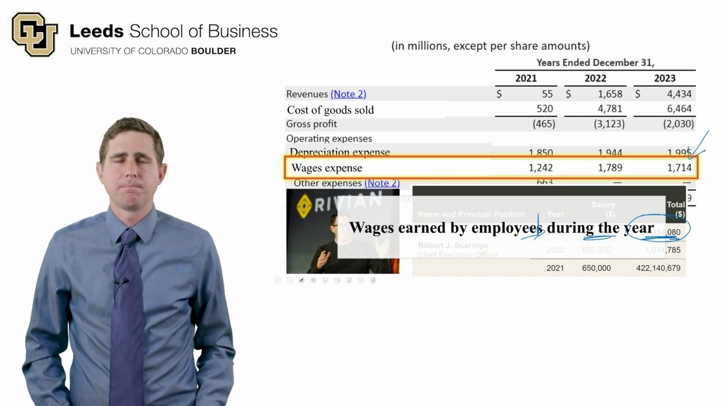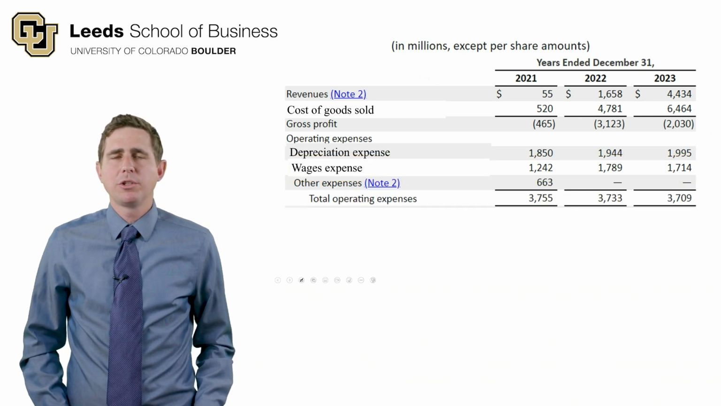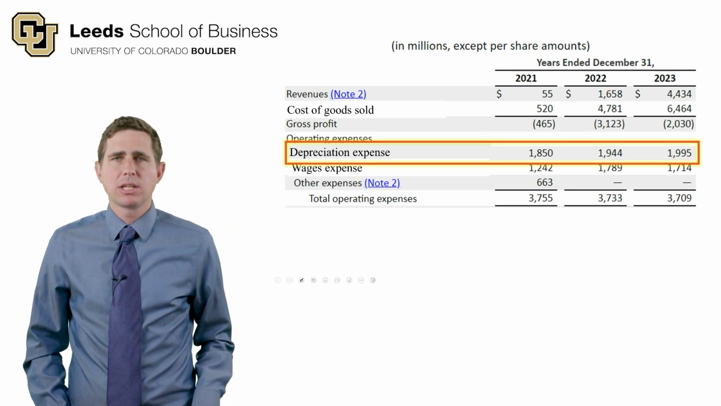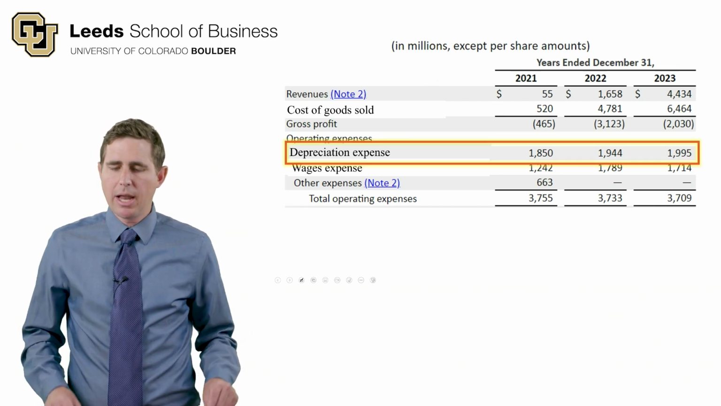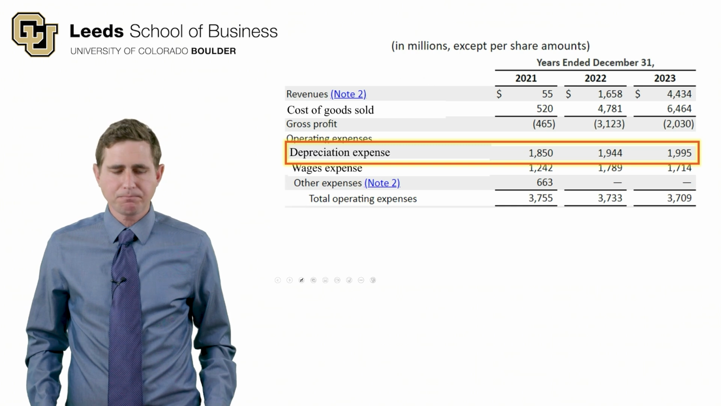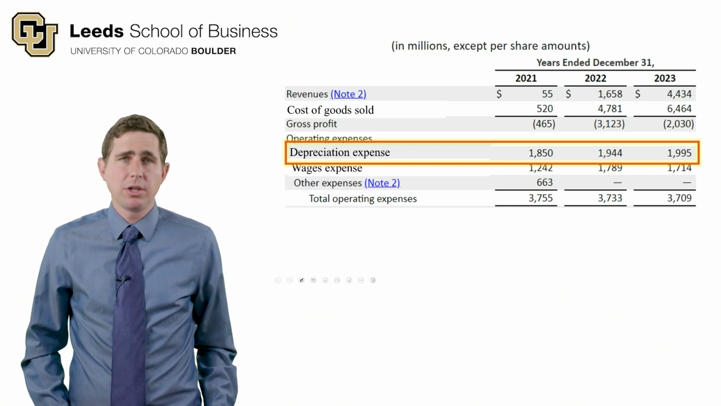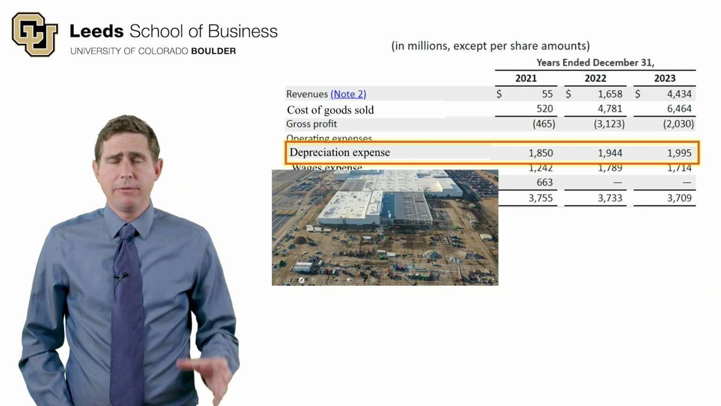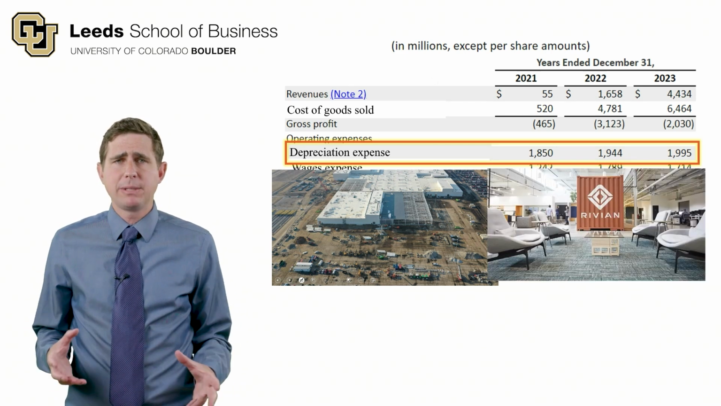That's wage expense. And the third expense I want you to be aware of, and again, I've renamed one of these line items, is depreciation expense. So let's imagine this entire line item relates to depreciation expense. What is depreciation expense? Well, the company has got this manufacturing plant, and they've also got office space.